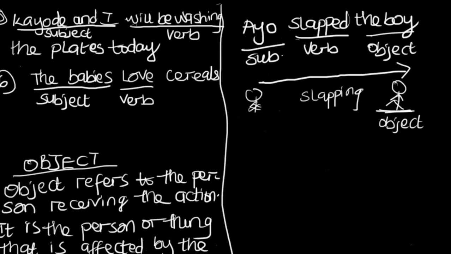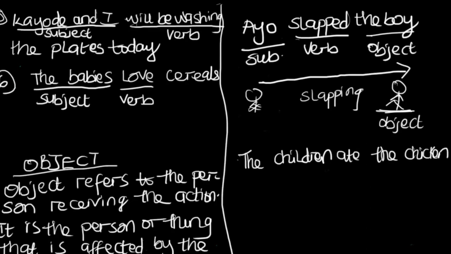Let's see another example. The children ate the chicken. What action is being performed? We say ate is the verb, right? Who is eating something? The children. We say it's what? Yeah, you got it right. The subject. What are the children eating? Who is receiving the action of eating? What is that thing? Oh, the chicken. So the chicken is the object.